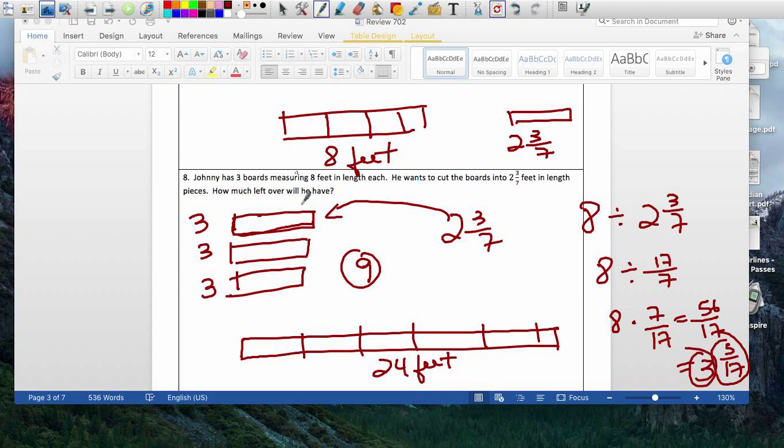All right, so the leftovers is 5 over 17. You're going to have 5/17 left over here, 5/17 left over here, 5/17 left over here. So we're going to multiply that by 3, and you're going to get 15 over 17 feet left over. Okay, so this one's a tricky question. Careful here.